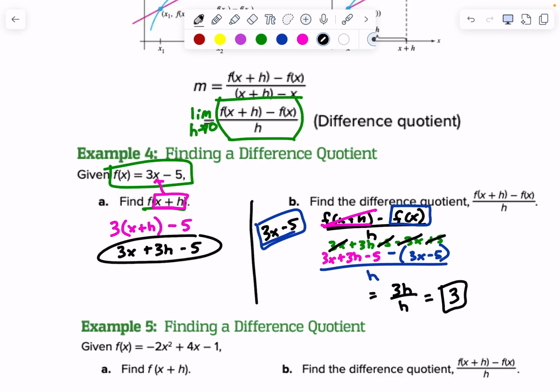What if I'm in calculus? You should have started with the power rule, Kevin, and then it wouldn't have been so... Yeah, I know, but then you wouldn't appreciate, maybe you still don't appreciate, that formula. Okay, that's the difference quotient.